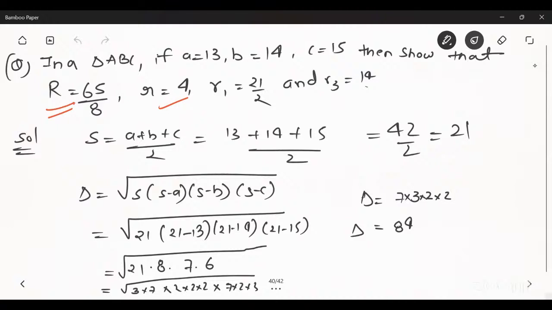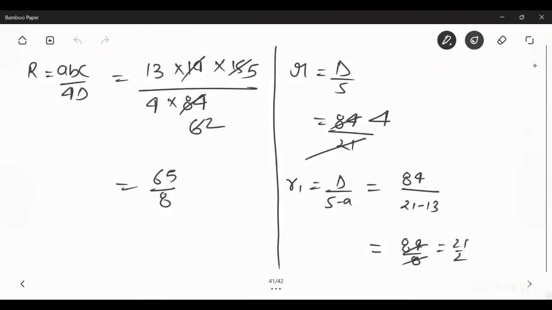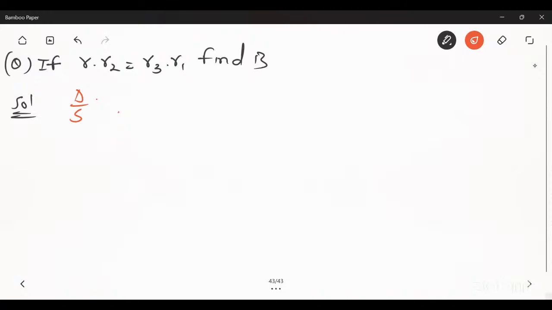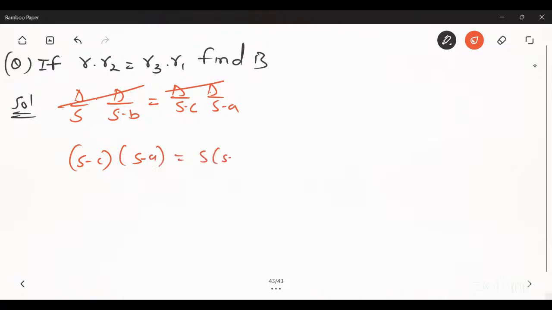Now next question is, if R into R2 is equal to R3 into R1, find angle B. We know that R is equal to delta upon S, R2 is delta upon S minus B, R3 is delta upon S minus C, and R1 is delta upon S minus A. So if you cancel, you will get S minus C into S minus A is equal to S into S minus B. If you take this in common, you will get S minus A, S minus C upon S, S minus B is equal to 1.